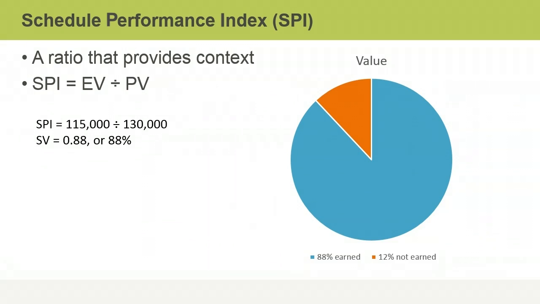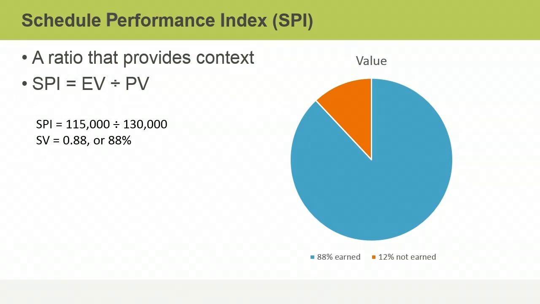Another measure of performance is the Schedule Performance Index, or SPI. It provides a ratio of work completed to the planned cost of the work. The formula for calculating SPI is earned value divided by planned value. In the example we just used, the project had an earned value of $115,000 on day 30 and a planned value of $130,000. The SPI for the project at that point is $115,000 divided by $130,000. The result, rounded to 2 decimal places, is 0.88 or 88%.